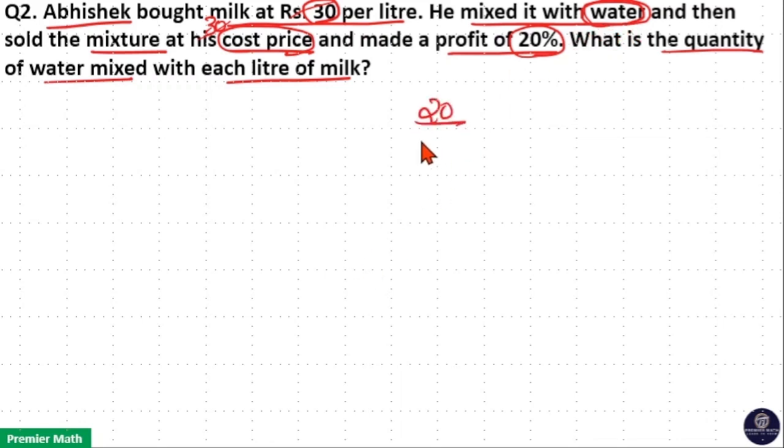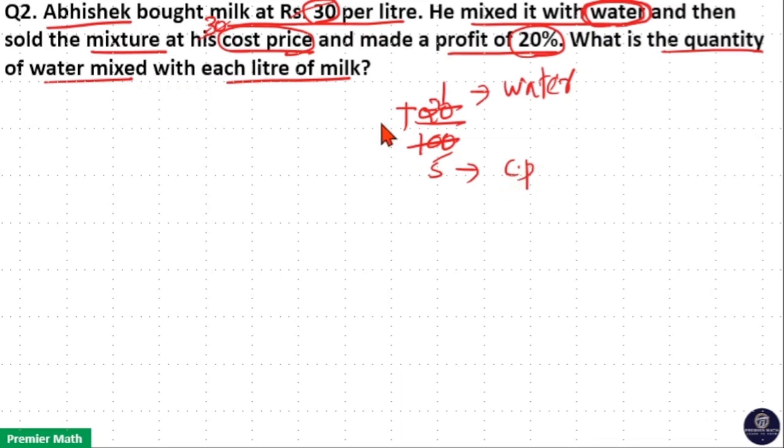Now 20% means 20 by 100. Profit means plus. Now 20 goes 5 times in 100. So plus 1 by 5 means this one part is the profit generated. One part is the profit generated. And this 5 part is the cost price. Now you can see this plus 1 part is the profit, means this profit comes from this water amount. So this plus 1 part is the water quantity, which means here this 5 part is the milk quantity.